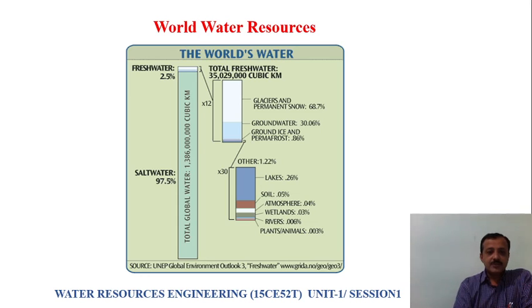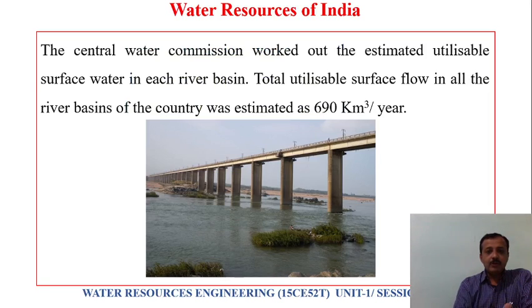This is the world water resources, the fresh water. You can see the salt water and other sources here. Now coming to water resources of India, the Central Water Commission worked out and estimated the utilizable surface water in each river basin, and the total utilizable surface flow in all the river basins of the country was estimated as 690 kilometer cube per year. This is the availability of water in the country.